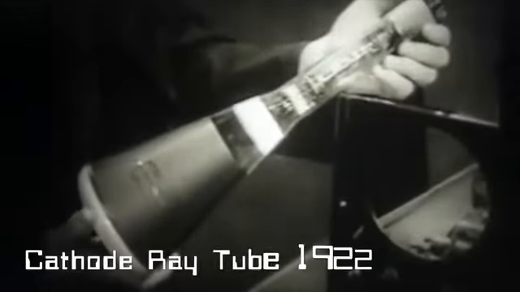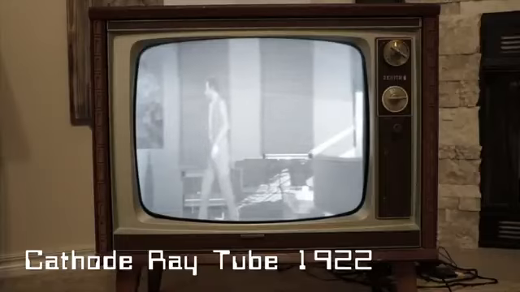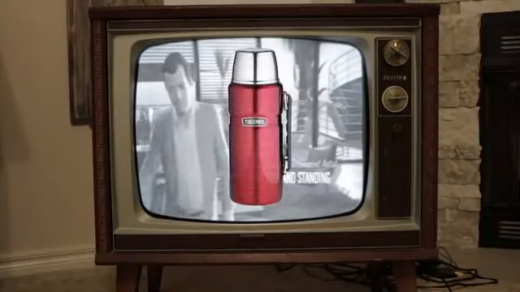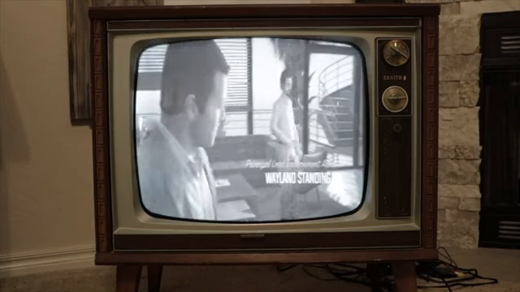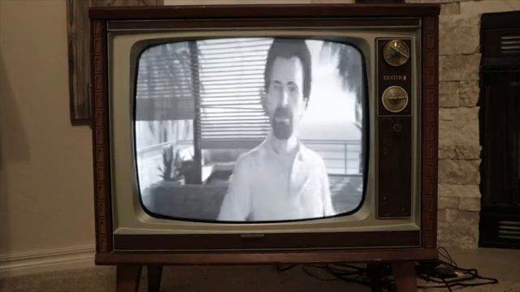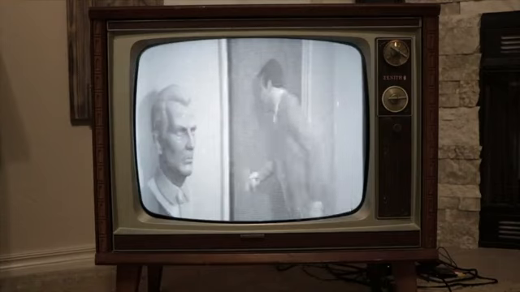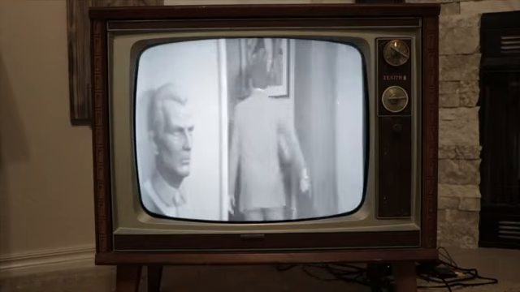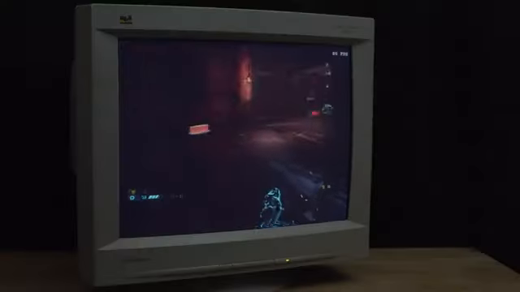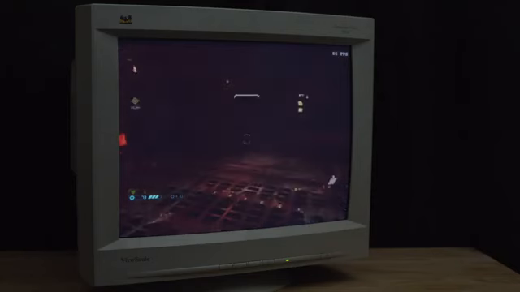The cathode ray tube consists of an electron gun that forms images by firing electrons through a vacuum tube onto a phosphor-coated screen. The electrons cause the phosphor to glow. The more electrons, the brighter the glow. They were the most popular display technology used in television sets and monitors for over half a century and actually led to the discovery of electrons.